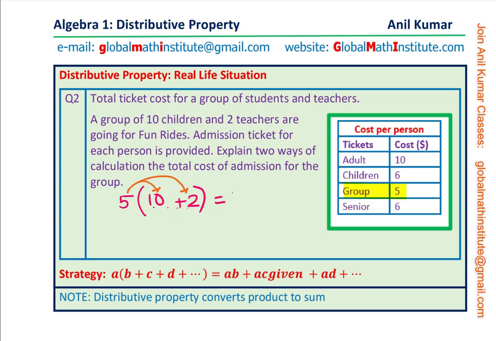We could multiply 5 with 10, right? And then add 5 times 2. So we get 50 plus 10 and the same result 60, right? So we pay $60. Does it make sense to you? So we could do it either way.